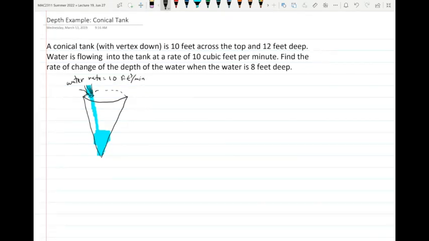Okay, so we're being told that the cone is 10 feet across. What does that mean? The diameter is 10 feet. That's the diameter of the circle, right? So what's the radius? About 5. That means that this right here is 5 feet.